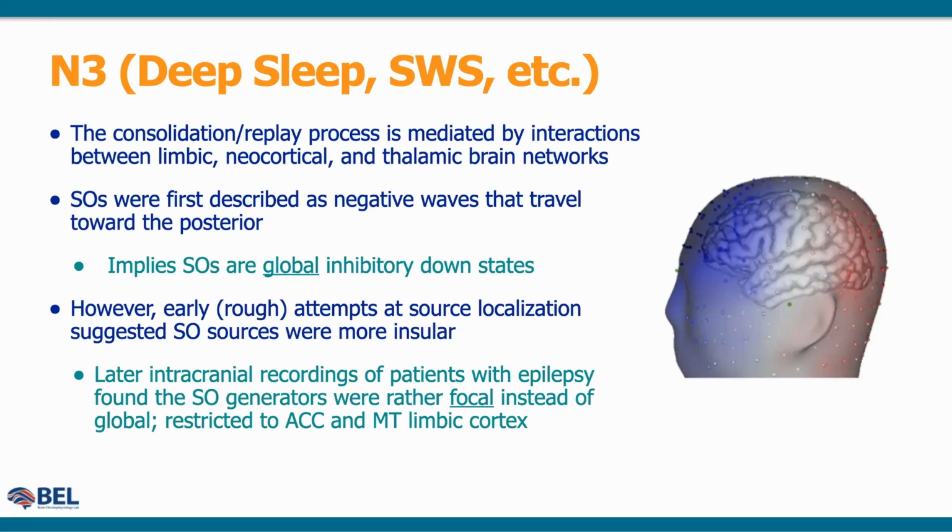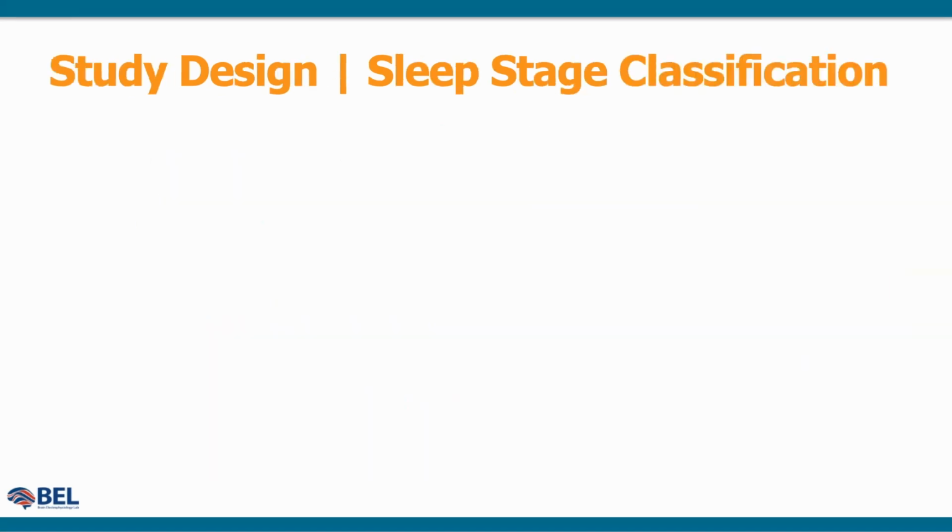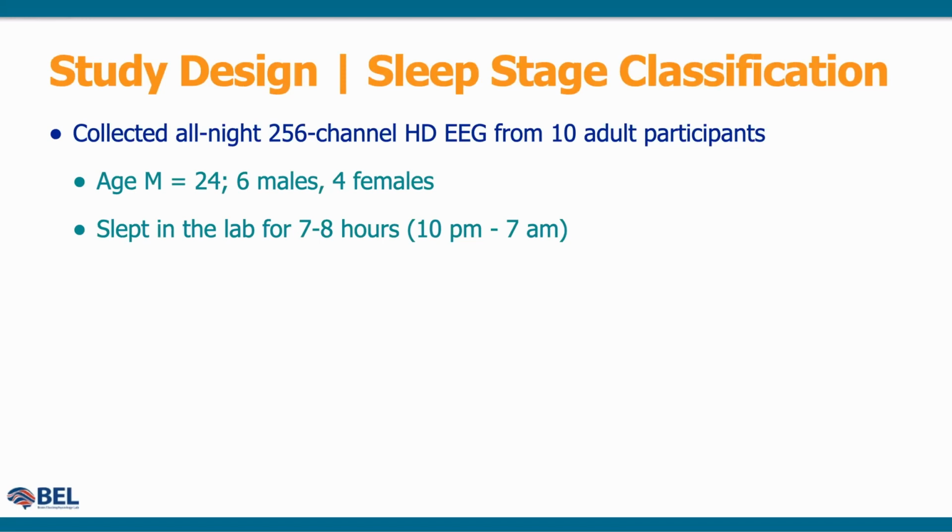And so the point of our study was to investigate the source of slow oscillations during N3 using some new tools that we developed here in-house, and then do it in 10 participants in our own laboratory. So just to go over our study design, we collected all-night EEG from 10 adult participants.